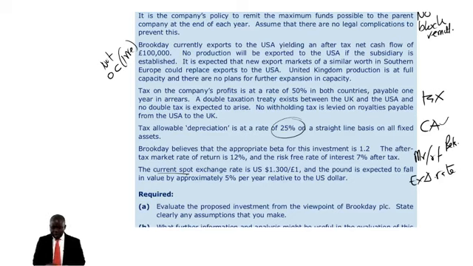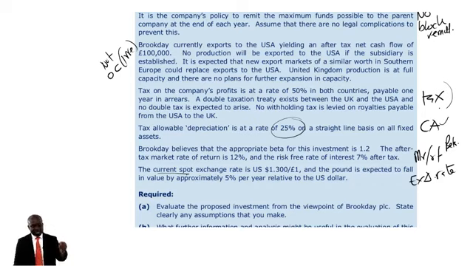Where is the US tax rate? This is the paragraph I indicated on tax. I come straight to that particular paragraph. Tax on the company's profit is at the rate of 50% in both countries, payable 1 year in arrears.